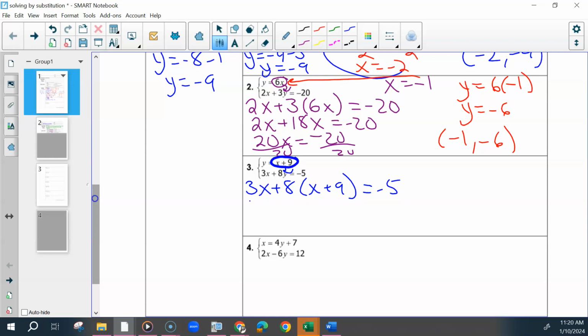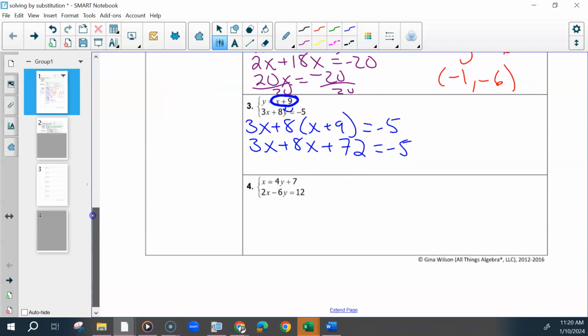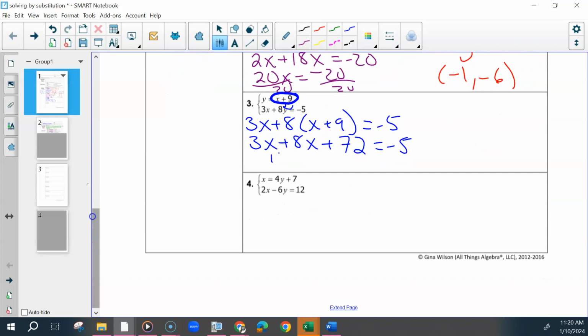Solve this. So distribute. Combine like terms and then solve. How would we keep solving this? Subtract 72. We have 11x minus 7 equals negative 77. And divide both sides by 11. Negative 7.